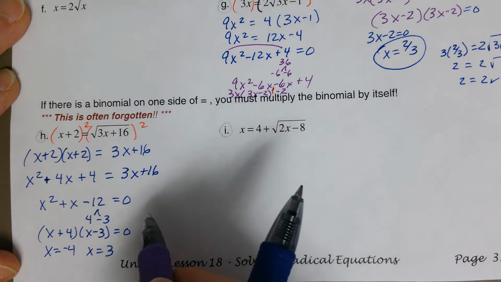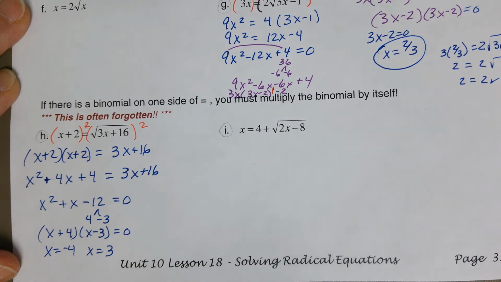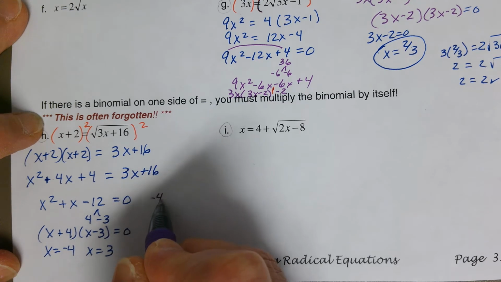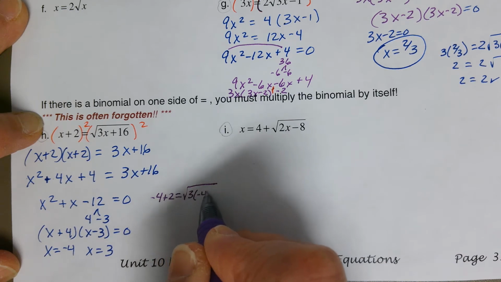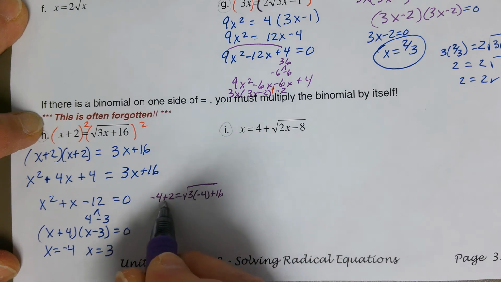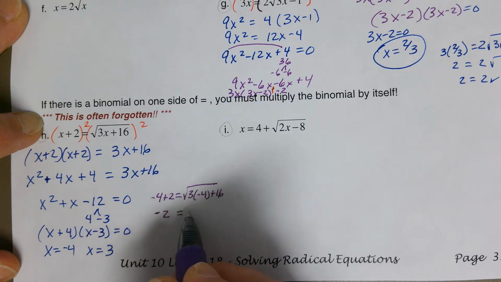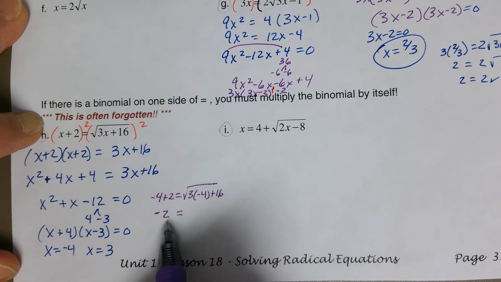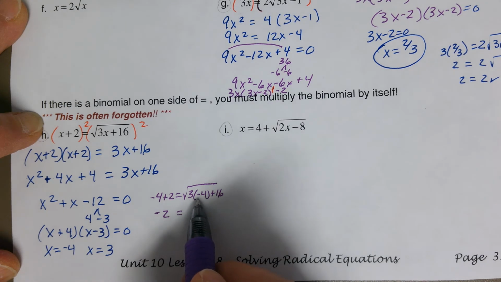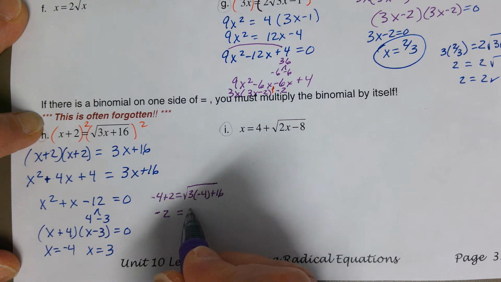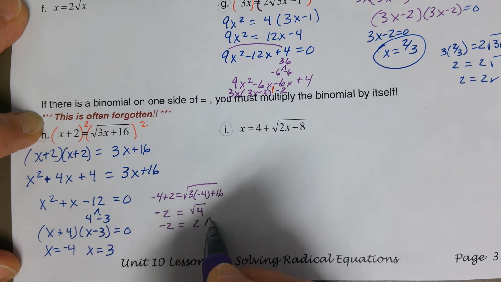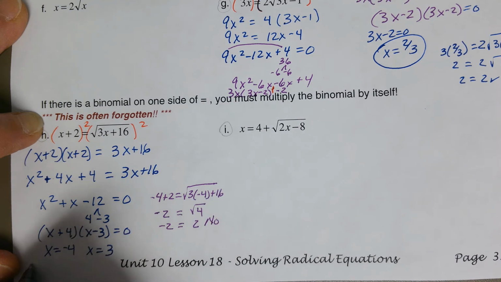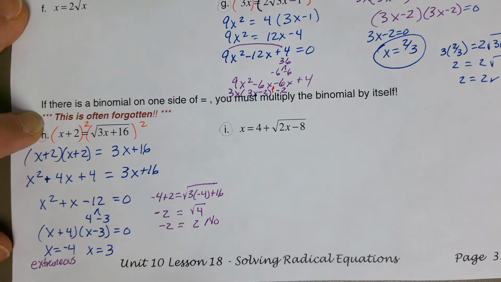Check. Does negative 4 plus 2 equal the square root of 3 times negative 4 plus 16? This is negative 2. Does that equal? There's no square root that's going to result in a negative 2. This is negative 12 plus 16 is 4. And the square root of 4 is 2. 2 equals negative 2. No. This is extraneous. Does not check. So negative 4 is an extraneous solution.